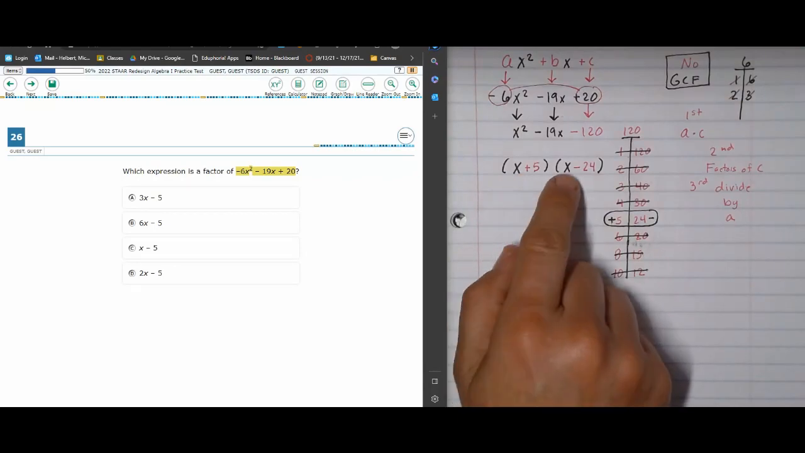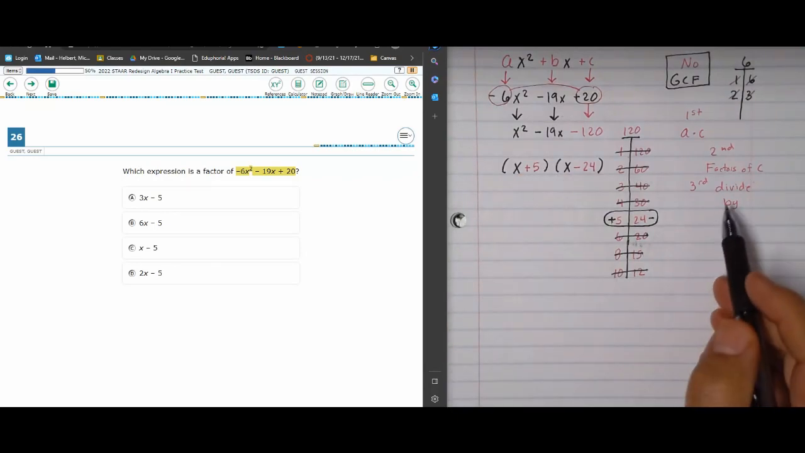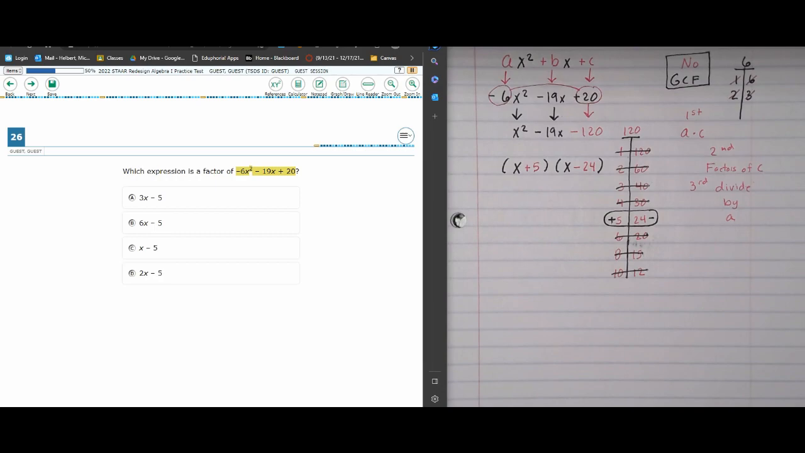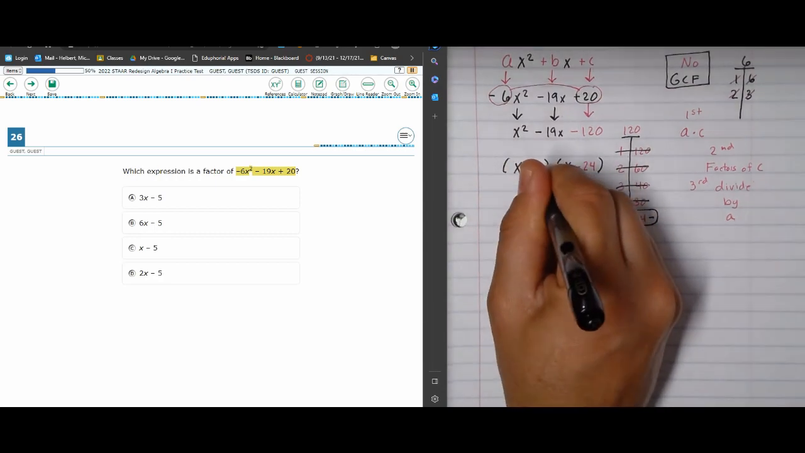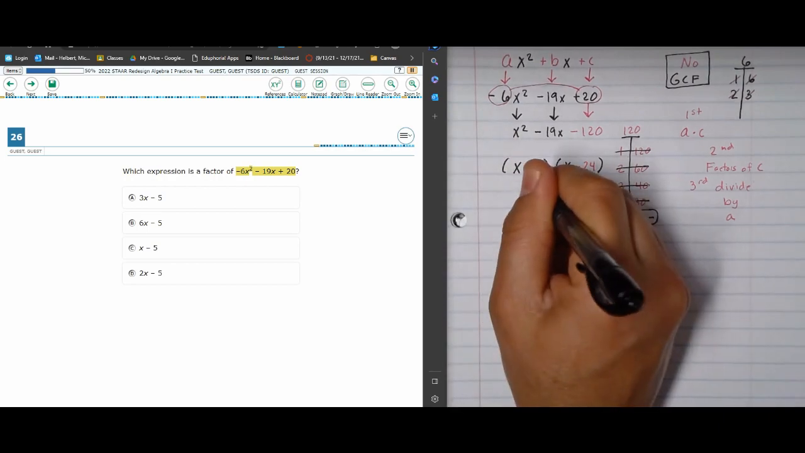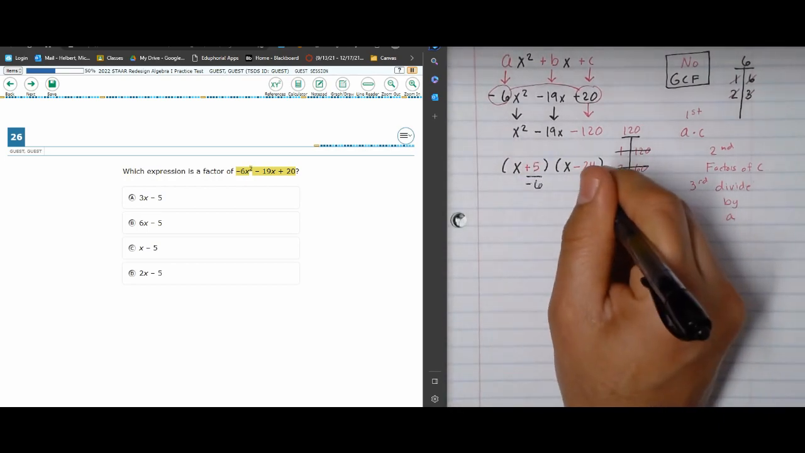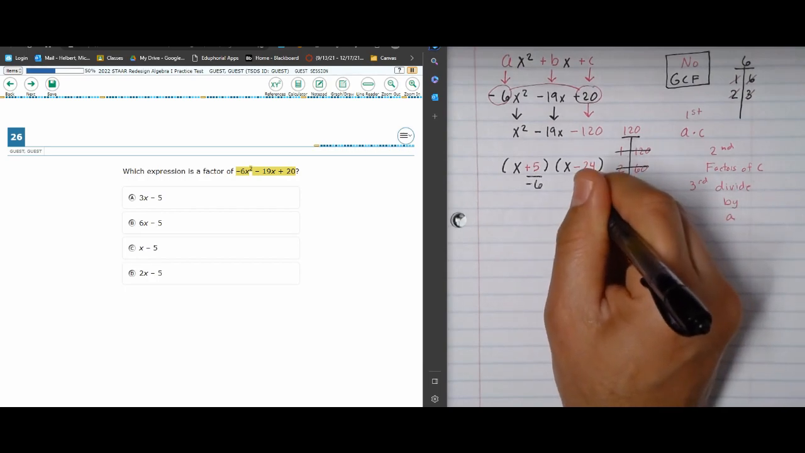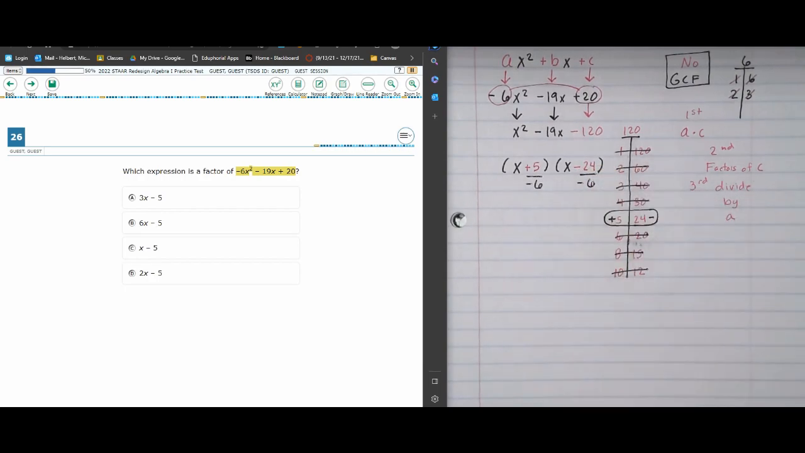So now that we got our factors, the last thing we need to do, right, is divide by a. So let's go ahead and do that. Now I'm going to put my division symbol. Notice a was negative 6. So I'm going to divide by negative 6, and then I'm going to divide the other factor by negative 6 as well. And we're going to let our calculator do all the work here.